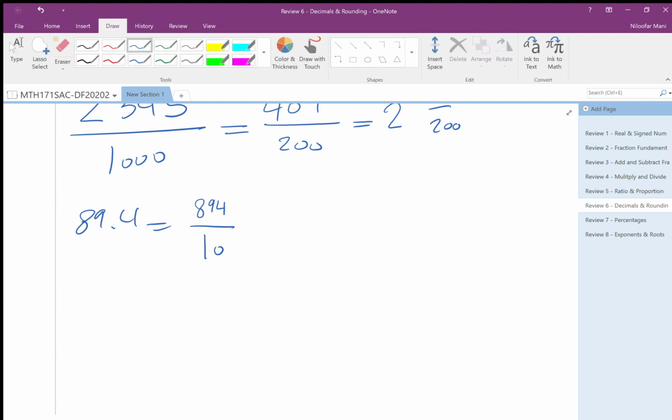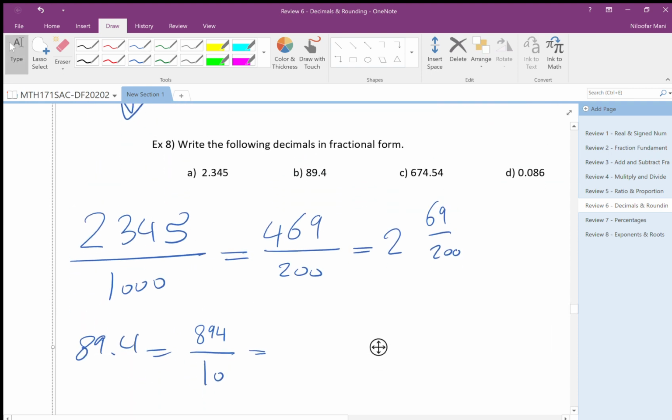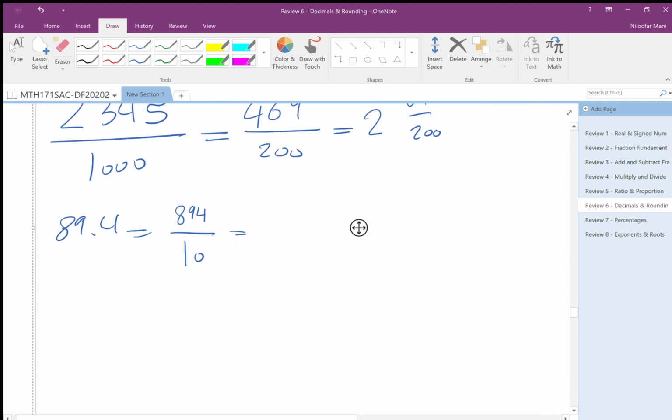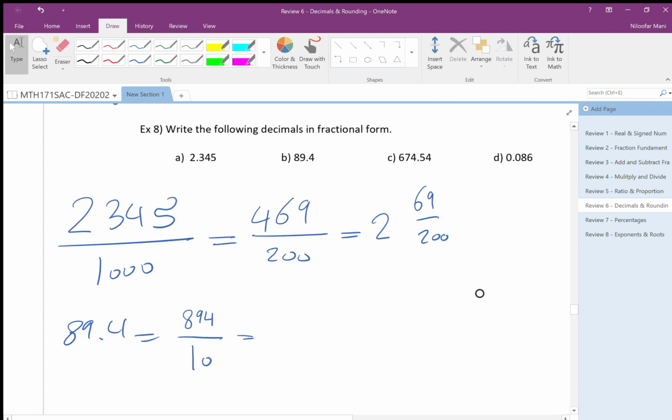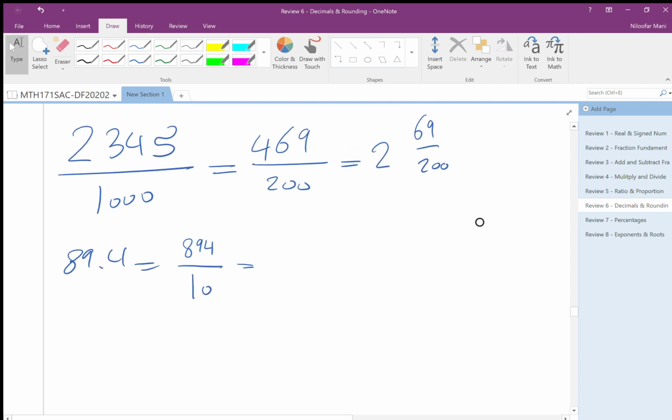So what we were doing here was writing the following decimals in fractional form. For every decimal digit that I have, I add one zero. So if I have one decimal digit, I divide by 10, or if I have 2, I divide by 100. If I have 3, I divide by 1000, and then I try to simplify it.